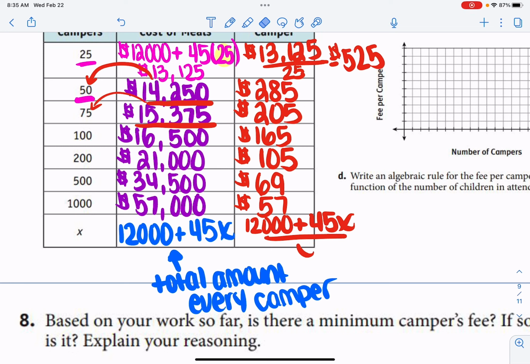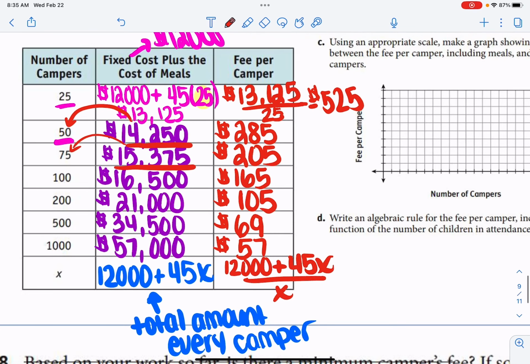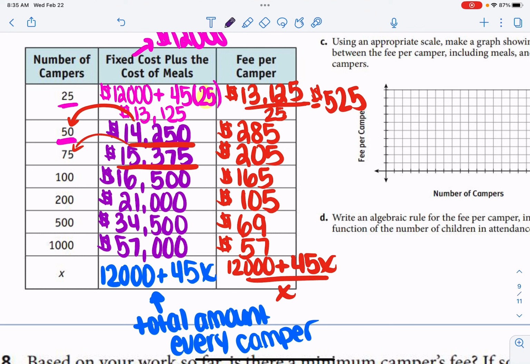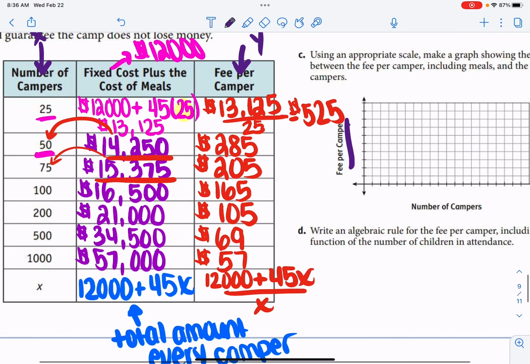And so now, if I were to plot that graph, pause this video right now to plot that graph. This is going to be your x, and that is going to be your y, because it's the fee per camper. Okay, pause this video now.